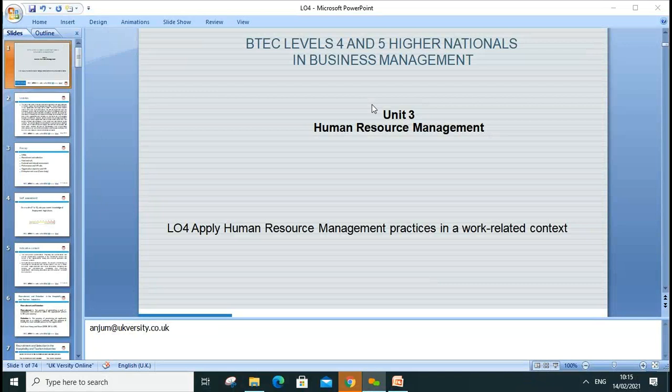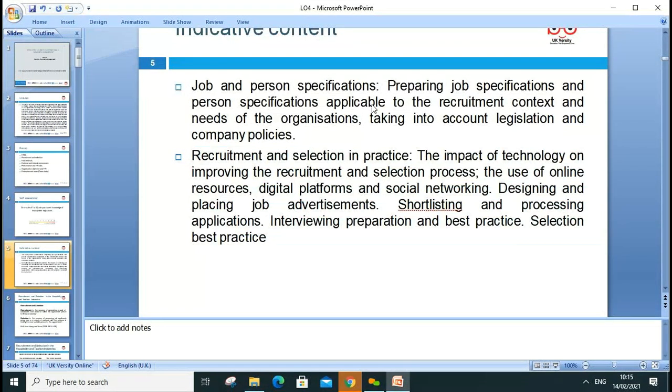Okay, good morning everyone. We'll start our lesson 4. Today's lesson we'll go through learning outcome 4, apply human resource management practice in a work related context. So how we can apply human resource management in a work related context. That's all we will go through in today's lesson.